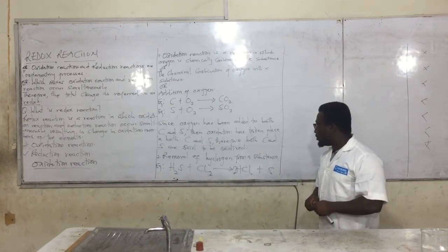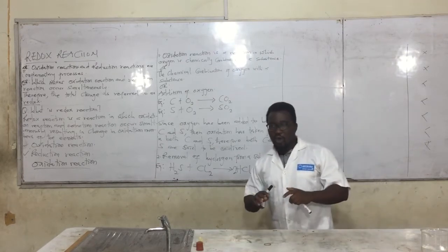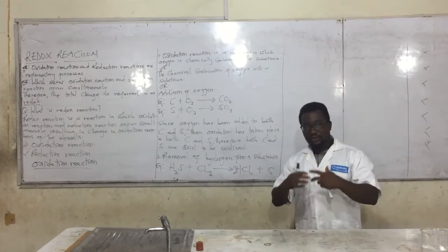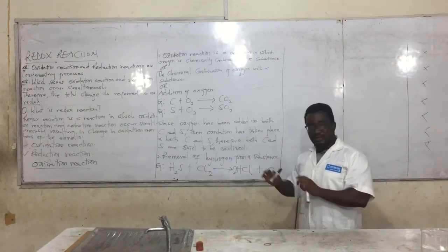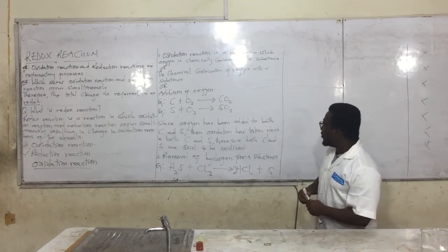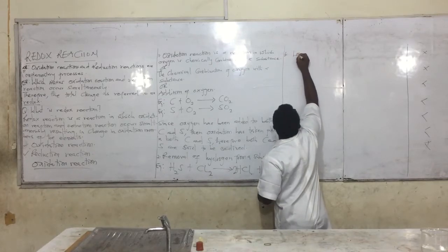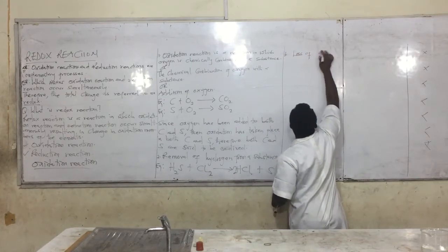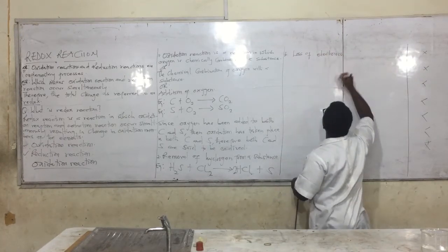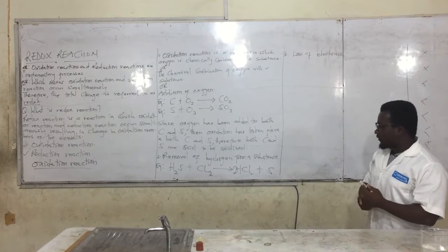Now we are also going to look at the last process, that is loss of electrons. If you have a process where we have loss of electrons, then chemically that means oxidation has taken place. So the third one is loss of electrons.